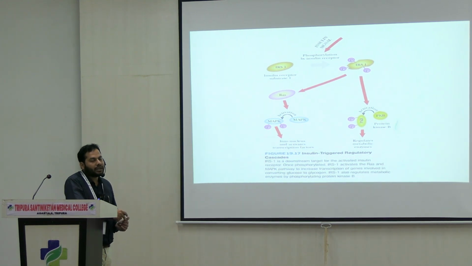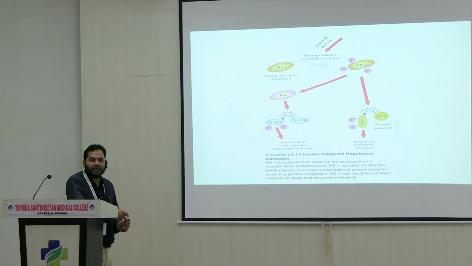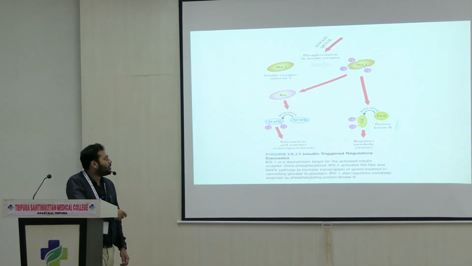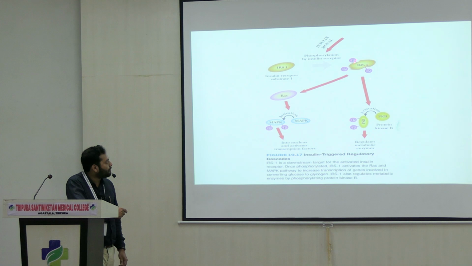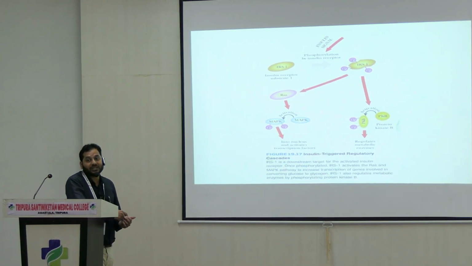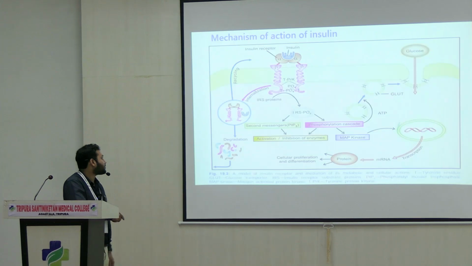Like the enzymes involved with glycolytic events and the enzymes involved with gluconeogenesis events. So, several types of enzymes are synthesized in the presence of the activated form of protein kinase B, right? And this activation fully depends on the phosphorylation and activation of IRS, which depends on the tyrosine kinase domains present in insulin tyrosine kinase receptors.